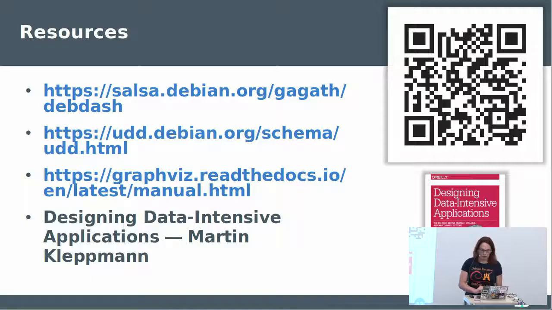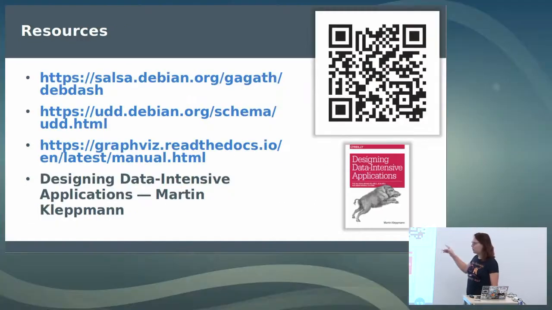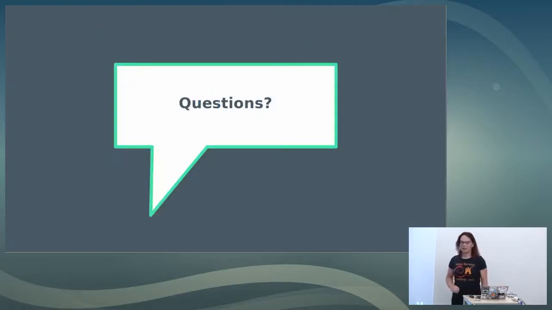And finally, some resources. The QR code is for the first link, which is the repository on Salsa with the source code. The second link is the schema of the UDD database you want to look at, because there's a lot of stuff going on. The third link is a Python Graphviz library. I actually used print in the beginning, but there is a library, so it's better. And the last one I highly recommend is a book I'm reading right now, Designing Data-Intensive Applications. There's a chapter inside about recursive SQL queries, and it says it's not recommended, so yeah. Thank you all, and I will now take any questions.